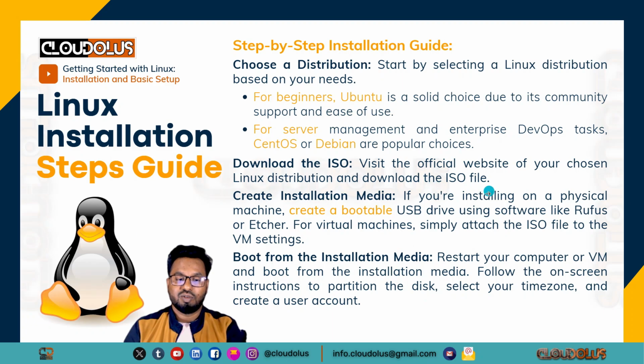After downloading the file, you create installation media. If you are installing on a physical machine, then you create a bootable USB drive using Rufus and Etcher. And if you are using a virtual machine installation, then you attach the ISO file to the VM settings. After that, boot from the installation media. Restart the computer or VM, boot from the installation media, follow the on-screen instructions, partition the disks, select the time zone and create a user account. So these are the installation steps.